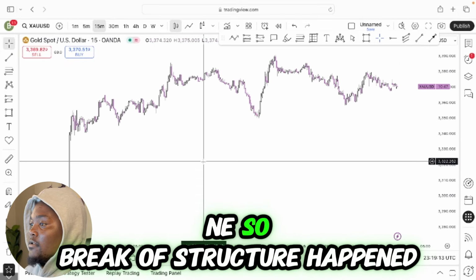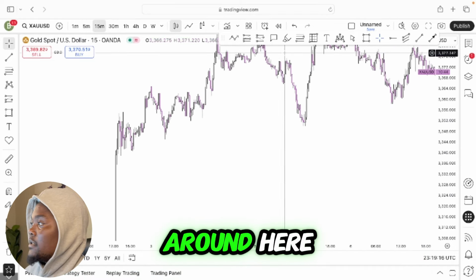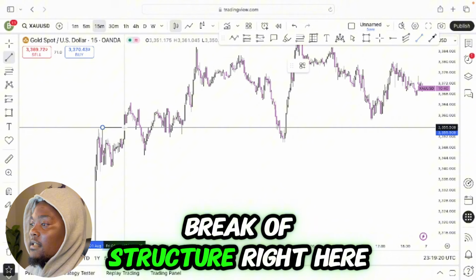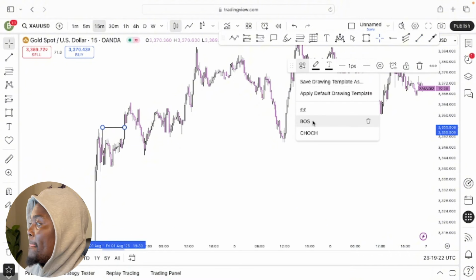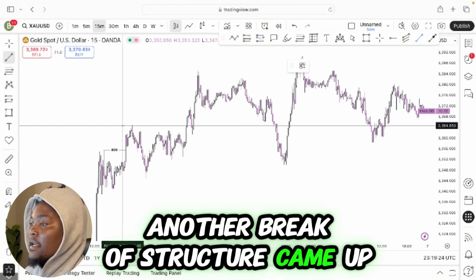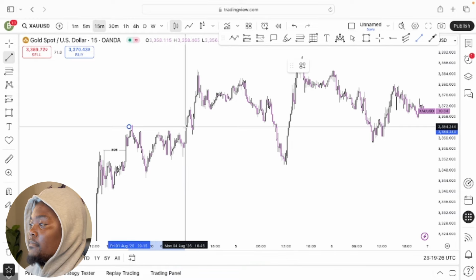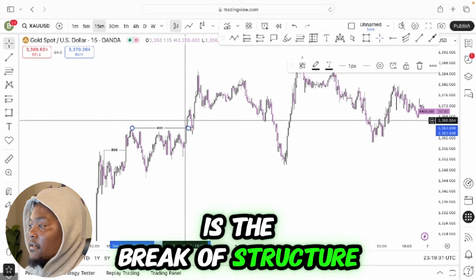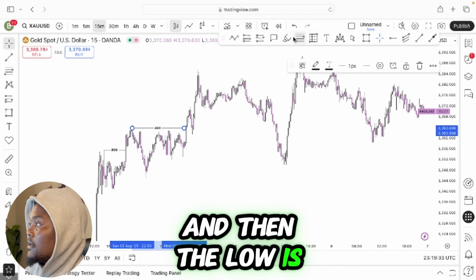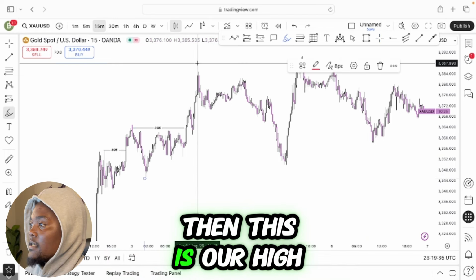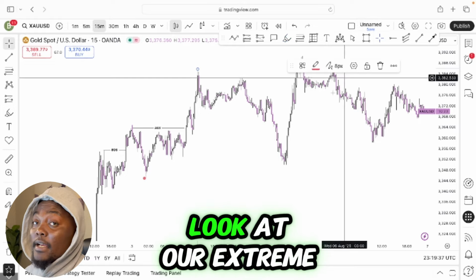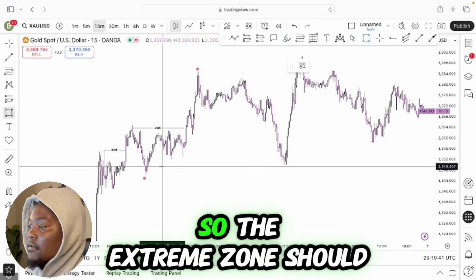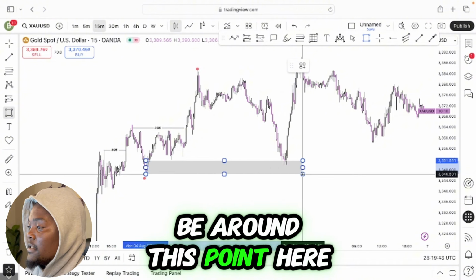Now, break of structure happened around here. The break happened around this point. Break of structure right here. Another break of structure came up around here. So on this one, this is the break of structure, and then the low is around this point here. Then this is our high. So now we need to look for our extreme zone, guys. The extreme zone should be around this point here.